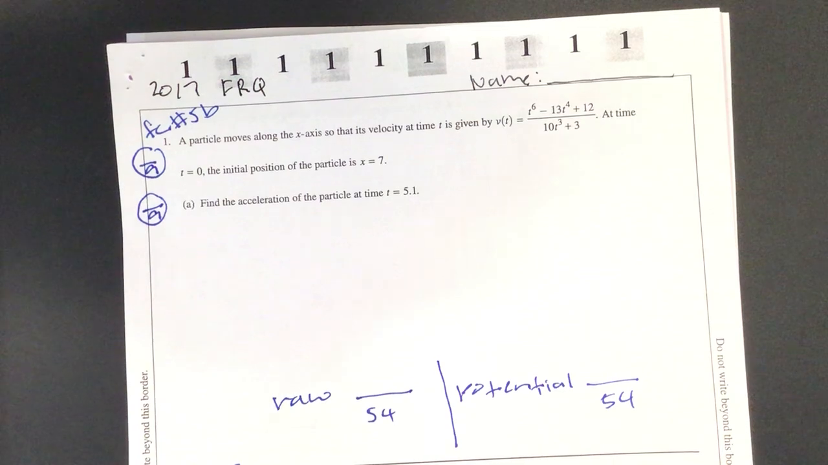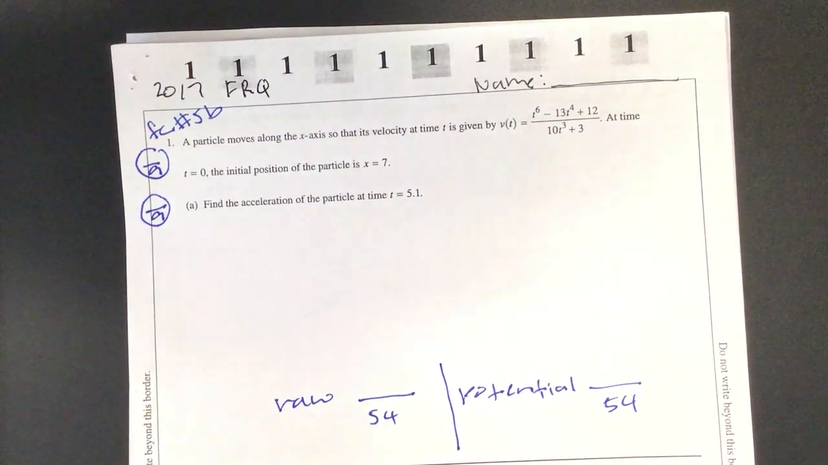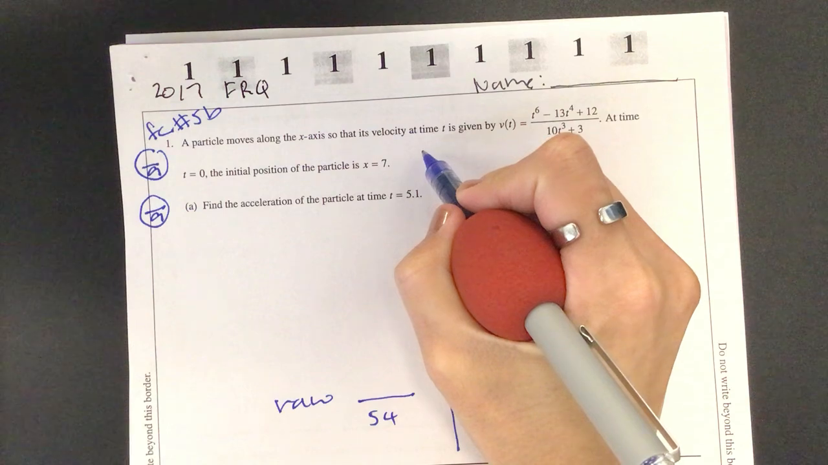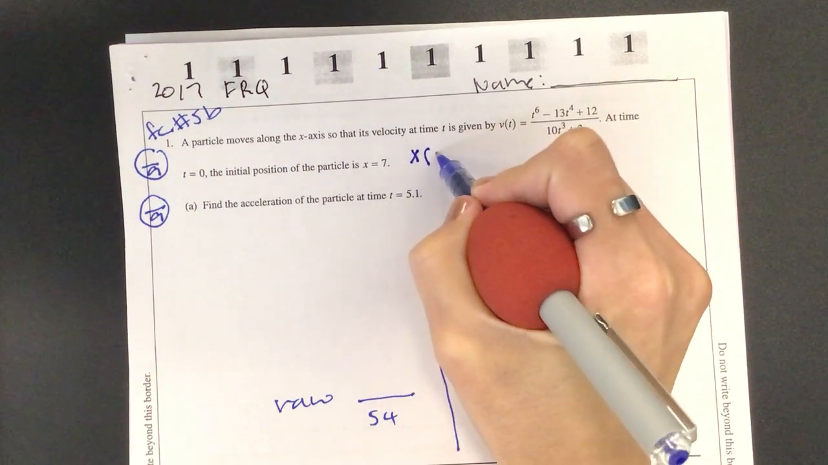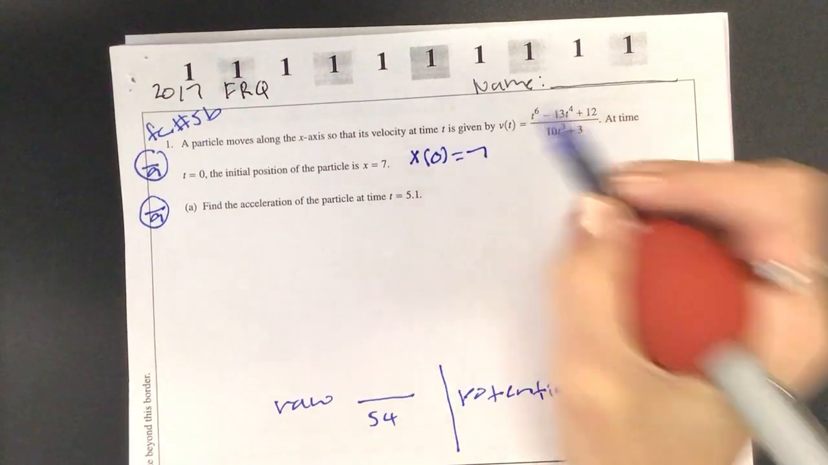A particle moves along the x-axis so that its velocity at time t is given by v of t equals that equation. At time t equals 0, the initial position of the particle is x equals 7. Find the acceleration of the particle at time t equals 5.1. So the initial position we don't really need, but we're going to need it somewhere on the back. So let's write x of 0 is equal to 7.